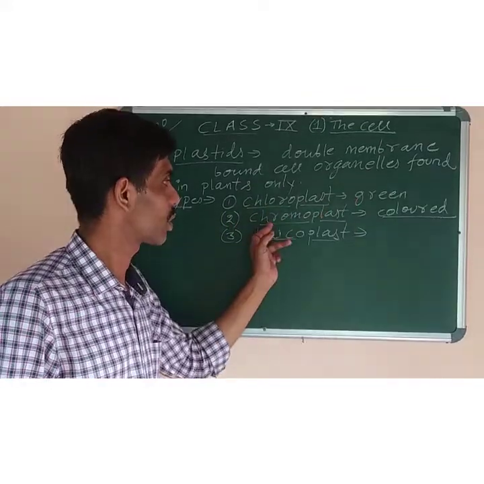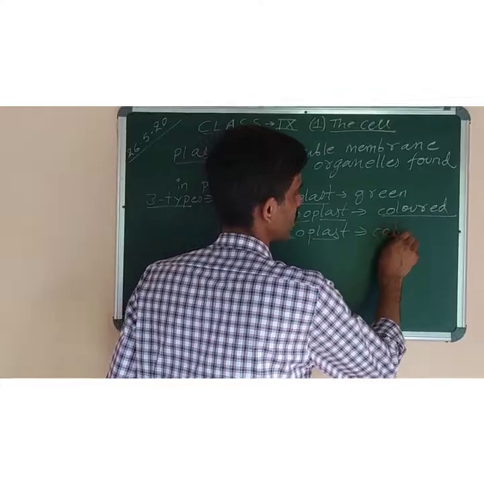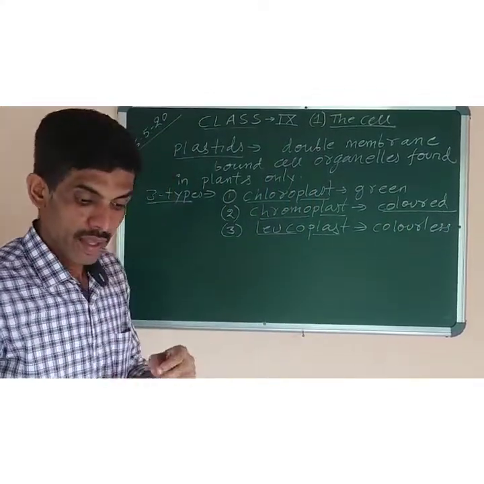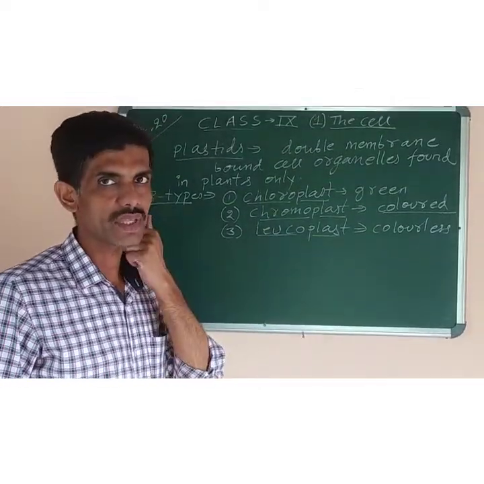Chloro means green, chromo means colored, and leuco means the colorless plastid. Okay? Colorless plastid. Now next we have the leucoplast. Last one we will start. Leucoplast means they are colorless.